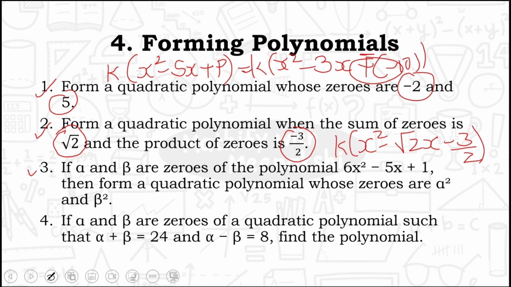Let's move to the third question. If alpha and beta are the zeros of the given polynomial, that is kx square minus 5x plus 1, then you have to form a quadratic polynomial whose zeros are alpha square and beta square. Now how will you do this?